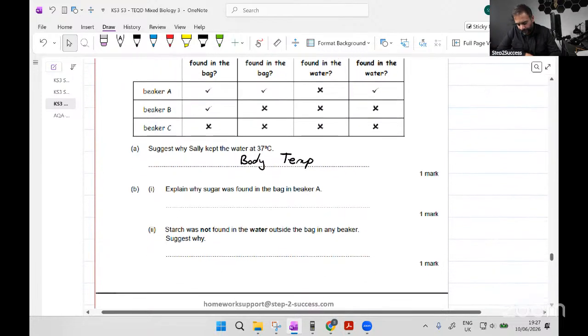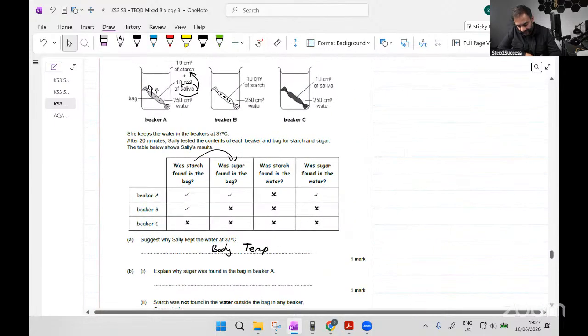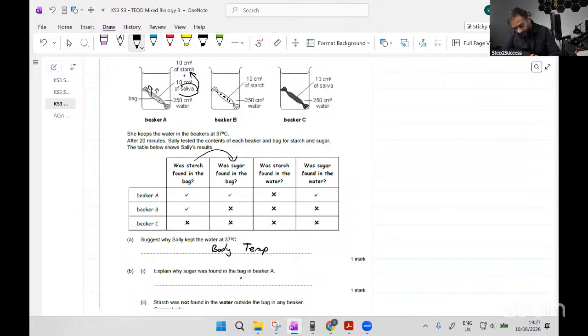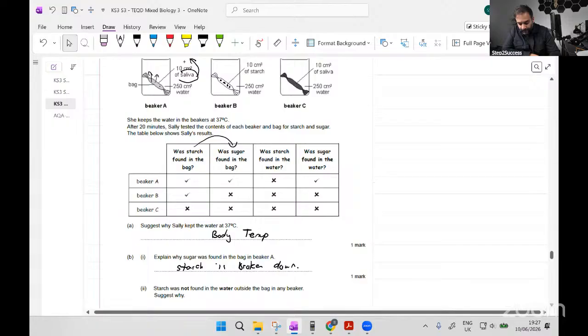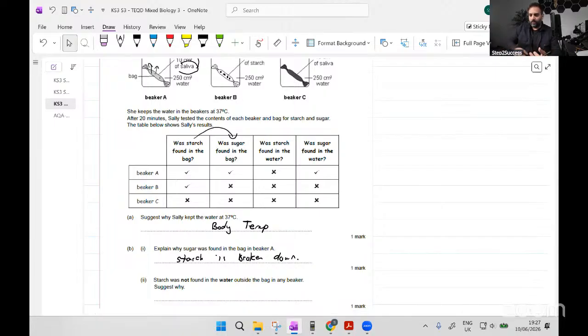Okay. Explain why sugar was found in beaker A. The reason sugar was found in the bag in beaker A was because the starch is broken down into sugar. Okay. Starch was not found in the water outside the bag in any beaker. Why? Starch is a really big molecule. It doesn't get through the small holes in the bag. So it just doesn't get out.